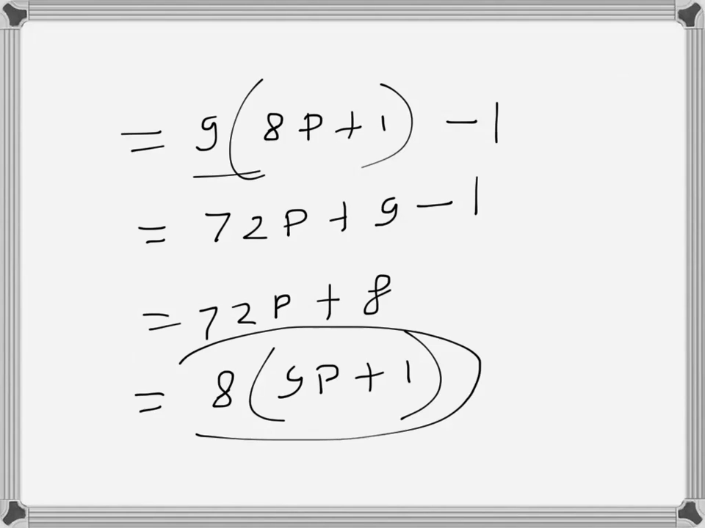So this is what we are getting, and whatever the value of p is, this is divisible by 8. So we have shown that when n is equal to k plus 1, 3 to the power 2n minus 1 is divisible by 8. So it's proved by mathematical induction that 3 to the power 2n minus 1 is divisible by 8.